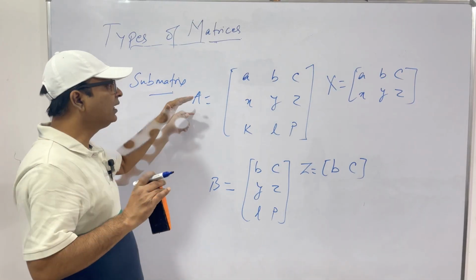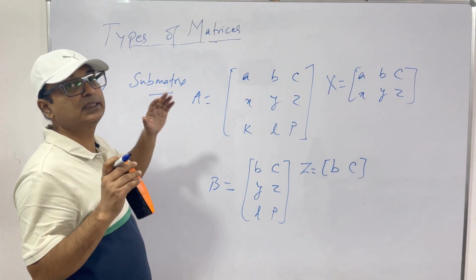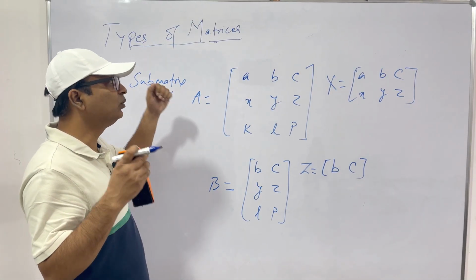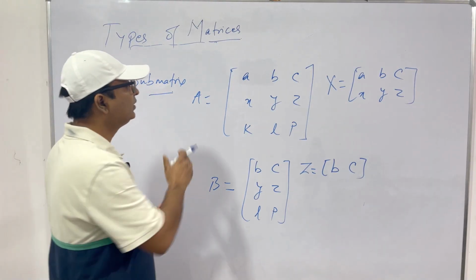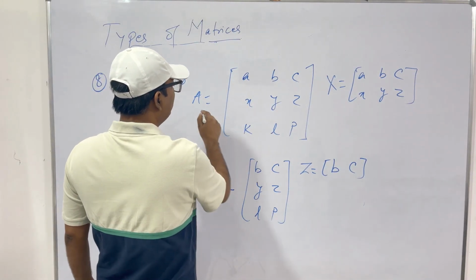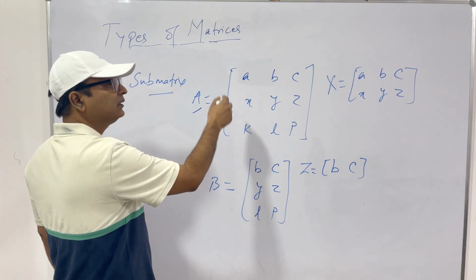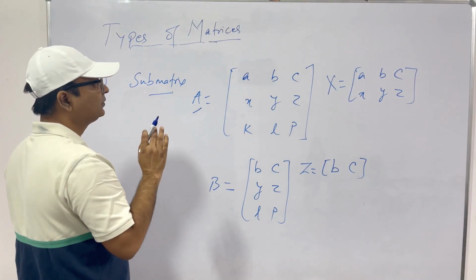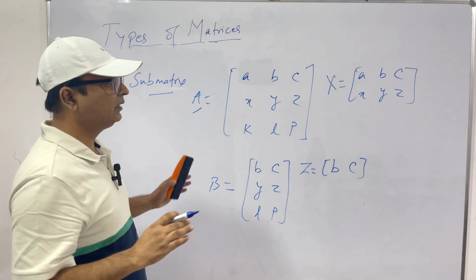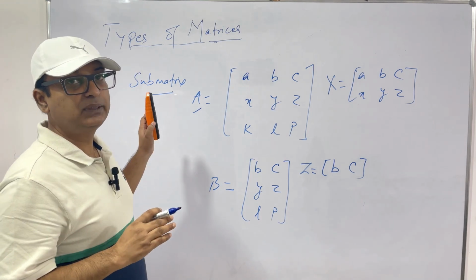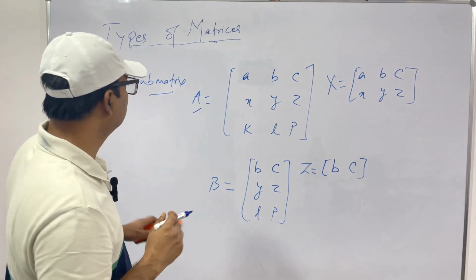Okay, and every matrix is a submatrix of itself. How? By omitting no rows and no columns. If we don't omit any row or column, we get A, so every matrix is a submatrix of its own. Clear? So now we have seen different types of matrices. Now we'll start operations on matrices.